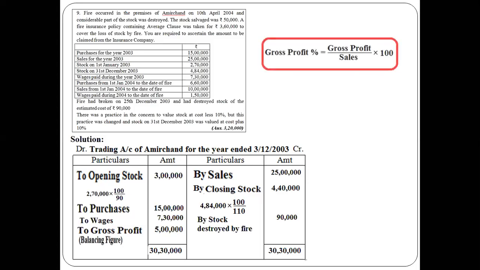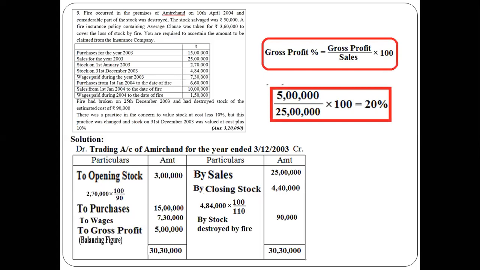You need to calculate the gross profit percentage. How to calculate gross profit percentage? The formula is gross profit percentage equals gross profit by sales into 100. This formula we discussed in the earlier question even, right? So apply the formula and get the gross profit percentage. So gross profit percentage comes to 20%. How? Total gross profit we earned, 5 lakhs, divided by total sales of 25 lakhs into 100, that comes to 20%. So with the help of this question, first we calculated the value of gross profit and then the percentage of gross profit, with the help of preparation of a trading account.